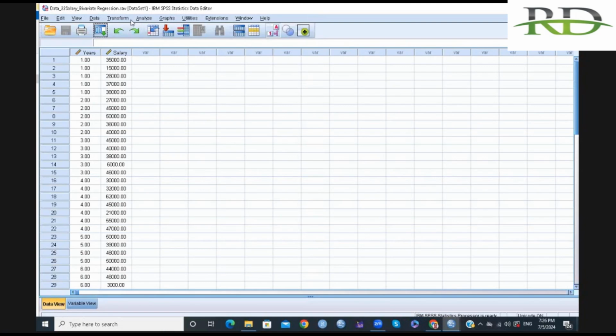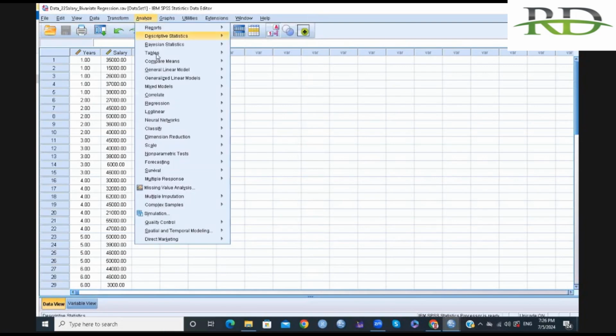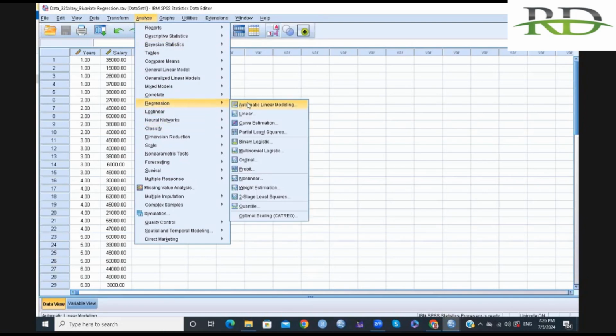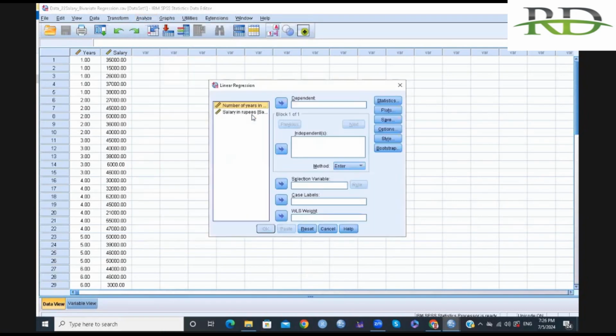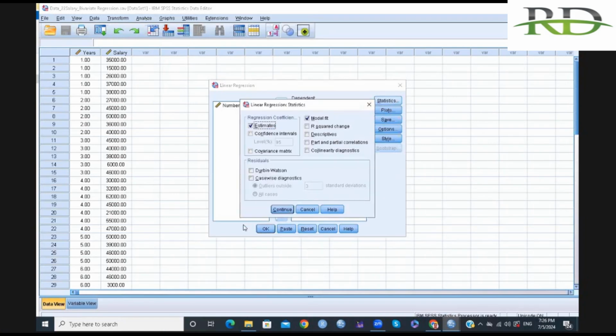Okay, sir. So you just click on analyze and go to regression, and there are so many regressions. You go for the linear regression. The dependent variable is salary. The independent variable is here. And you can select the method, stepwise regression. And you can go for the statistics. So many statistics you can have. And Durbin-Watson is not required here, because it is required only if it is time series data.